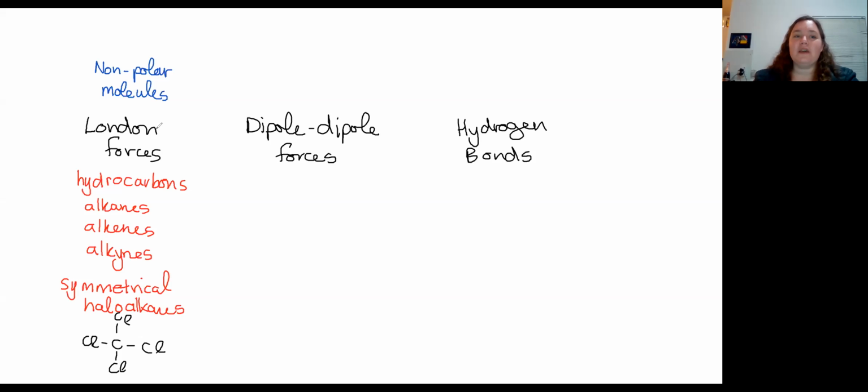Now, London forces, being between non-polar molecules, are the weakest type of intermolecular forces. I find that the easiest way to split our types is to do the extremes. London forces, weakest. Hydrogen bonds, strongest. And then we deal with anything that I haven't mentioned under dipole-dipole. So our hydrogen bonds are the strongest type of intermolecular force, okay?